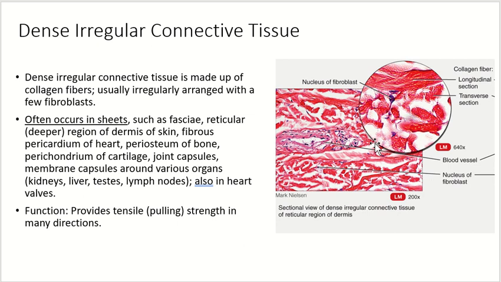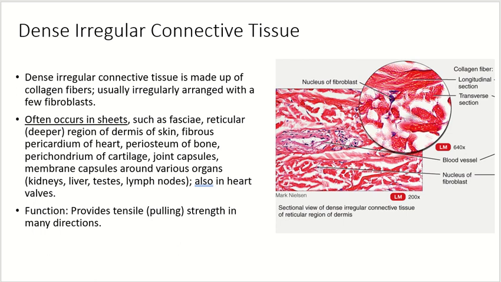We then have the dense irregular connective tissue. And you can see this is going to look very different than our dense regular. You can see it's much less nicely organized. It's irregular, hence the name. So our dense irregular connective tissue is going to be made up of groups again of collagen fibers, but these are typically going to be irregularly arranged around a few fibroblasts.